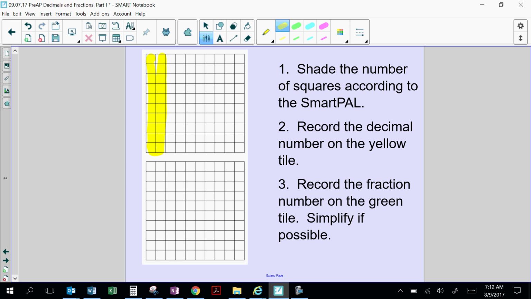Then you're going to get 2 tiles, a yellow tile and a green tile. On the yellow tile, you are going to write down the decimal equivalent, and on the green tile, you're going to write down the fraction equivalency. So decimal. How many did I shade in? 20 out of how many? 100. So the fraction will be 20 hundredths. And how would you say 20 hundredths as a decimal equivalent?